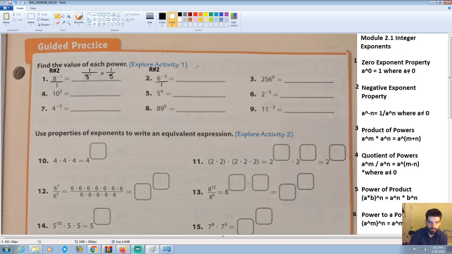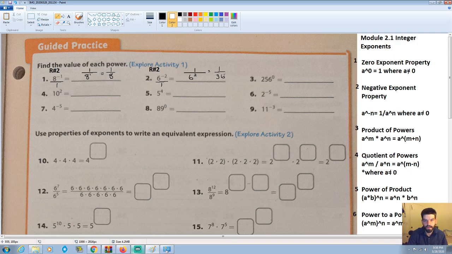So we want to put the base with the exponent that is negative in the denominator, making it positive. So that's going to be 1 over 6 squared. And remember, anything squared is itself times itself. So it's going to be 6 times 6. It's going to be 36.